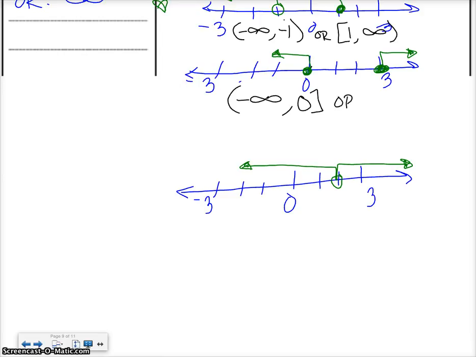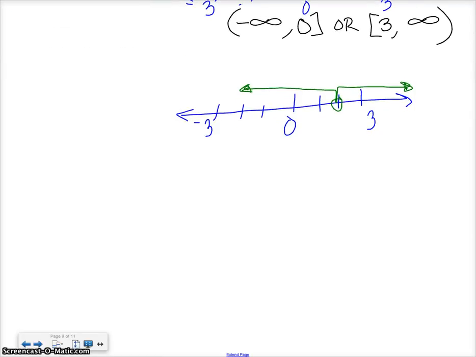Or, again, going left to right, my next number is 3, colored in. So bracket 3. And then where do I go to? Infinity, parenthesis. Notice my strategy, left to right, left to right. With the ors you have that or in between. You say you go negative infinity to a number, or then the next number to positive infinity.